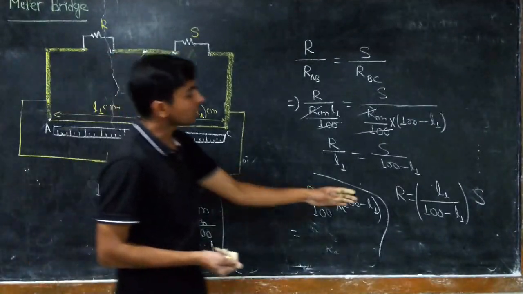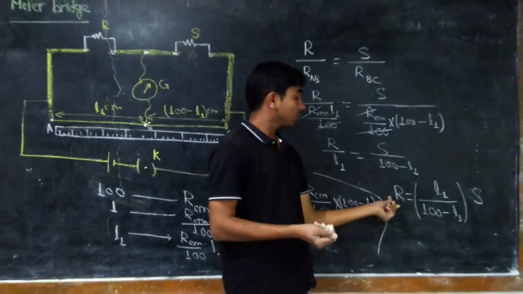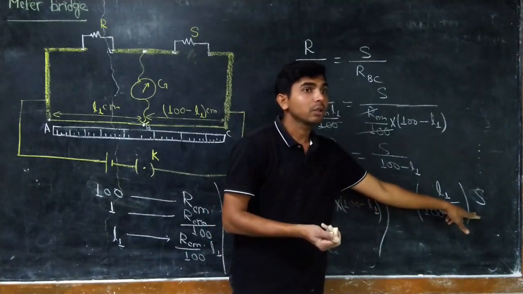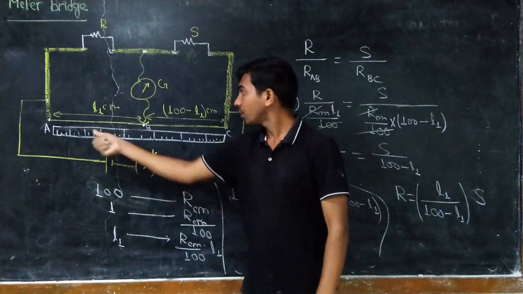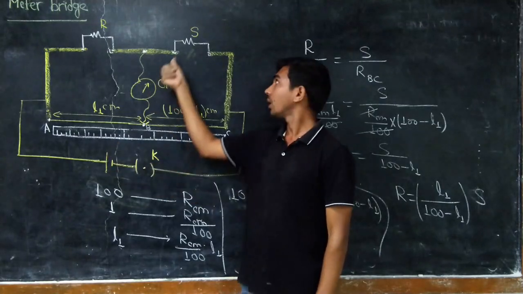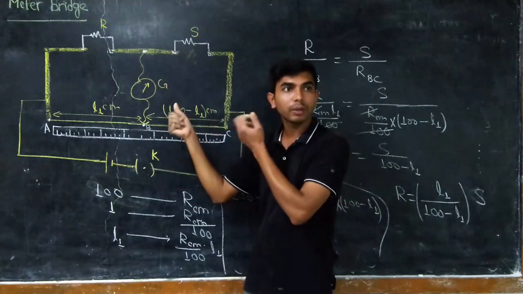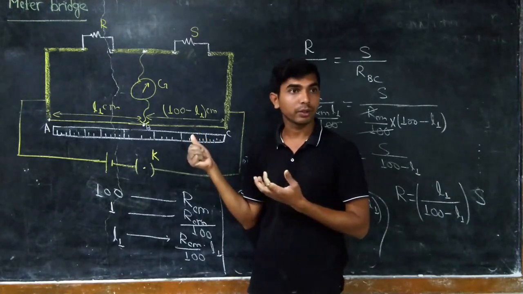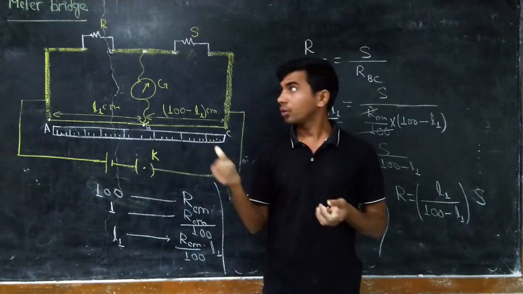So to find this, only two things are required: one is the length, which you can measure from the scale, and the other is this resistor, which is known and already given in the question. So this is another method to find an unknown resistor. Okay, so note it down.